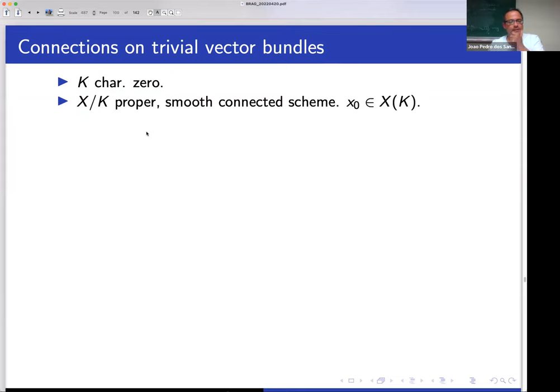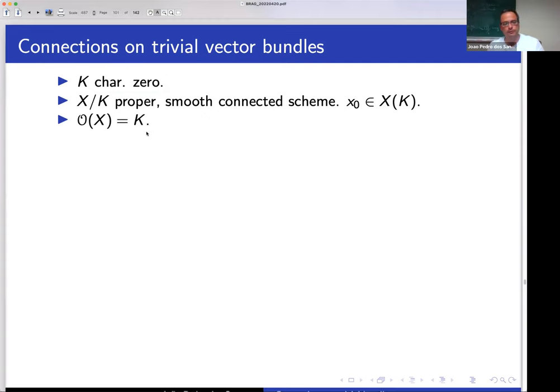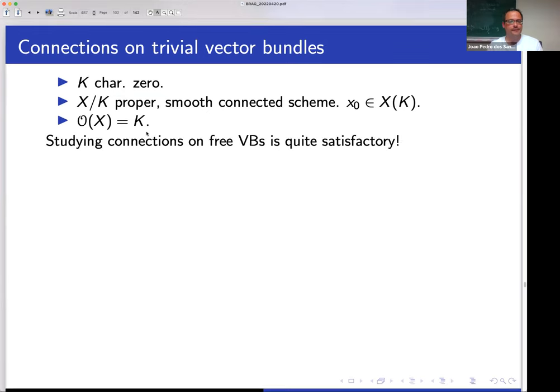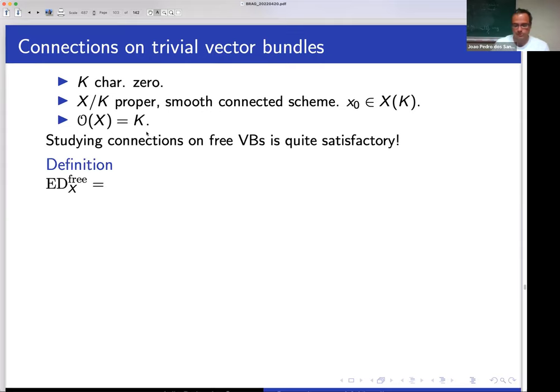And so you take X proper and smooth, okay, over your field. But in particular, I mean, that there are no global sections. I mean, they're just constant sections, okay? You follow this idea. You follow the principle that yes, it is interesting to study connections on free vector bundles, and these are differential systems, and they give you interesting results and interesting applications. Okay, so just to give it a name, ED free is differential equations on free vector bundles. Okay. Simple thing.